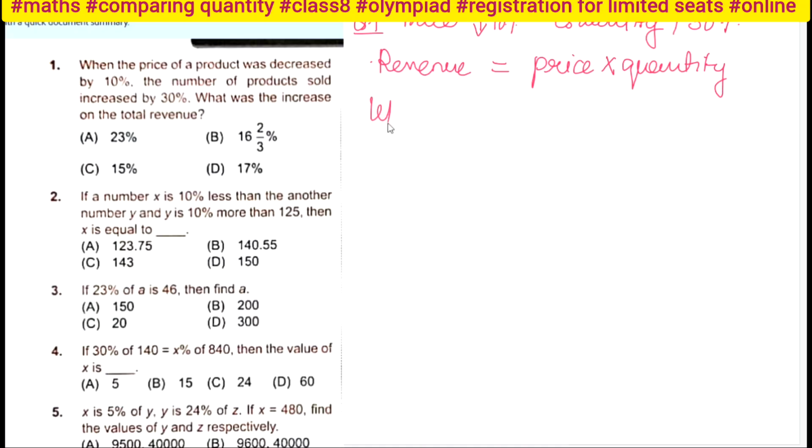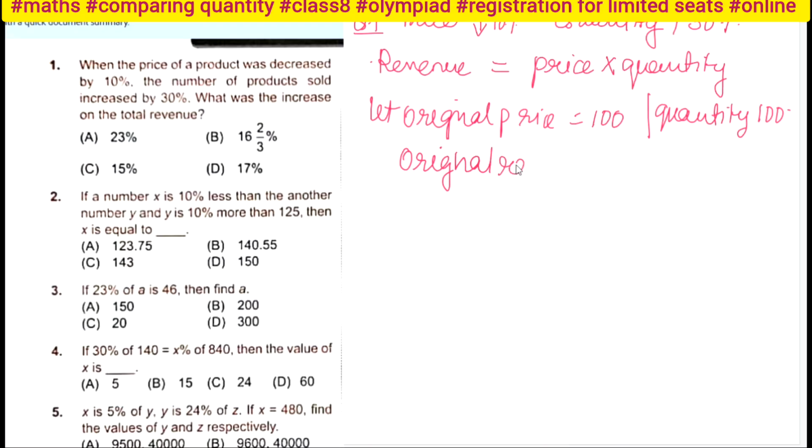So suppose my original price is equal to 100 rupees, and quantity sold is 100. So my original revenue will be how much? 100 into 100, that is 10 to the power 4 rupees, right?